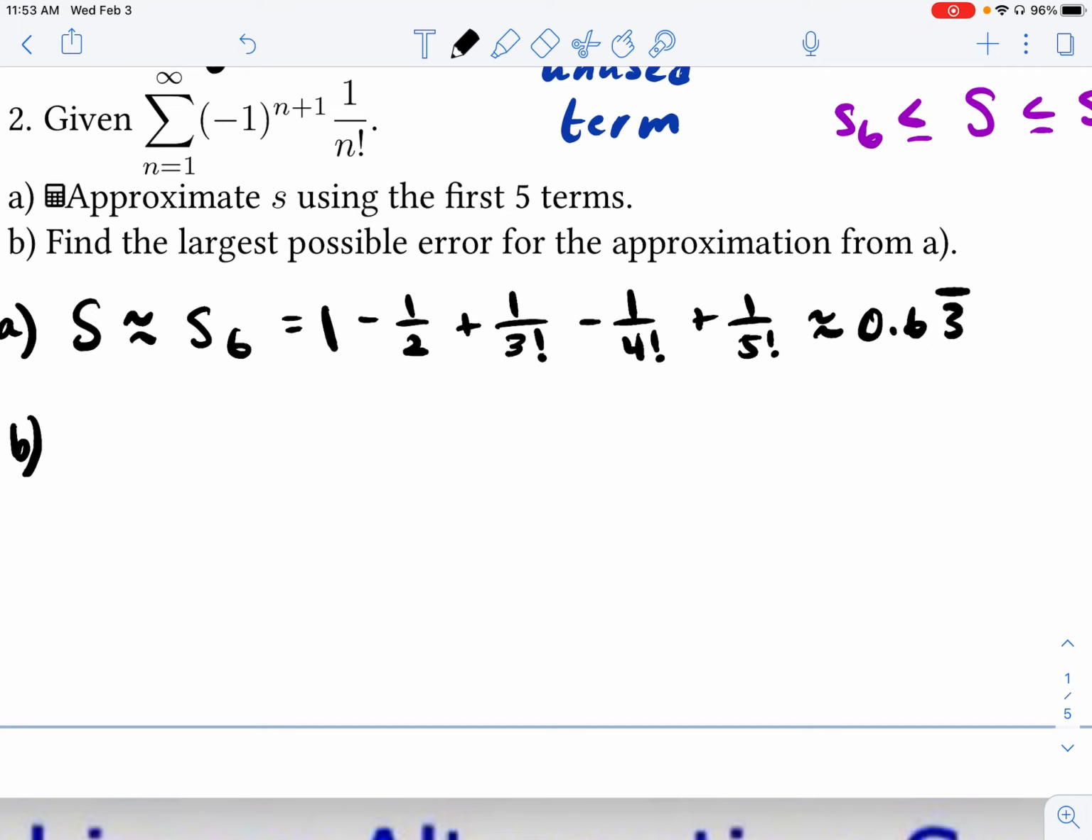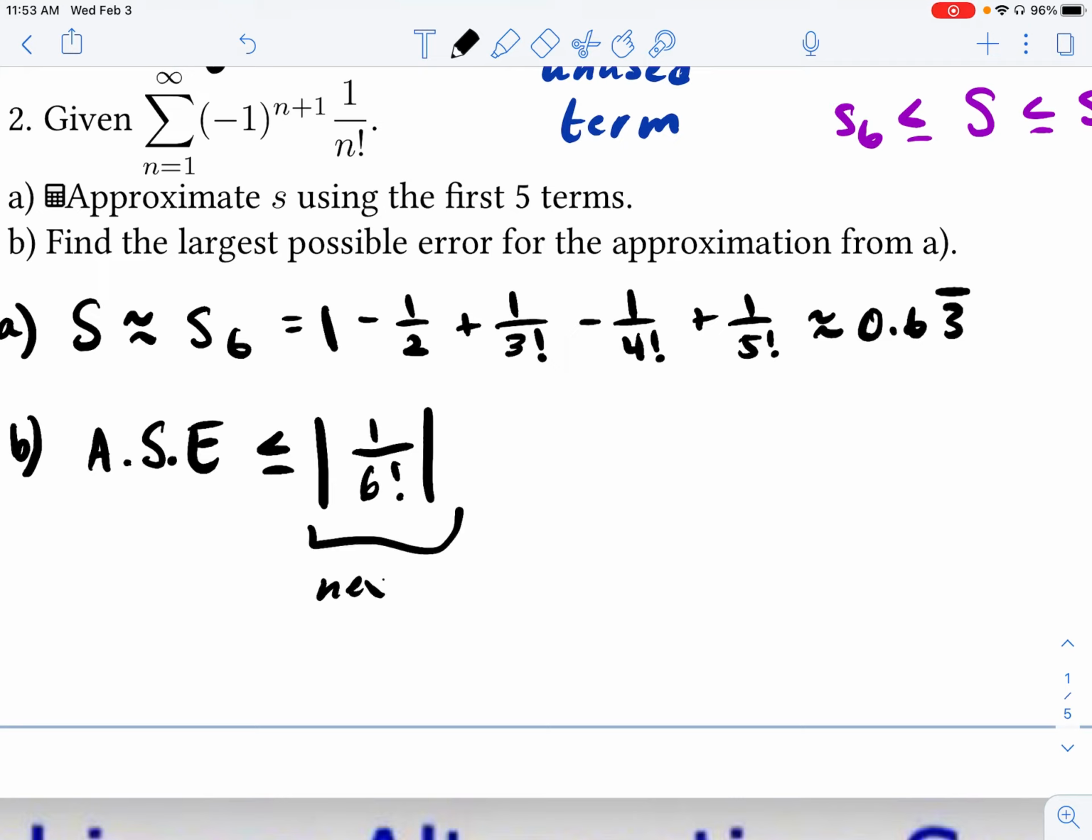Well, let's figure out what's the largest possible error that we could have. Our alternating series error here must be less than or equal to the absolute value of our next unused term, which would be 1 over, what's the next unused term? 6 factorial. This is our next unused term. And how much is it off by? What is that numerically? It's approximately 0.00139, right? So that's the largest possible error that we could have in this alternating series.